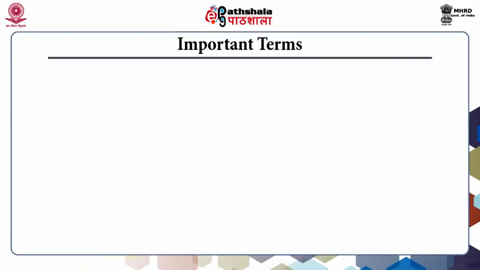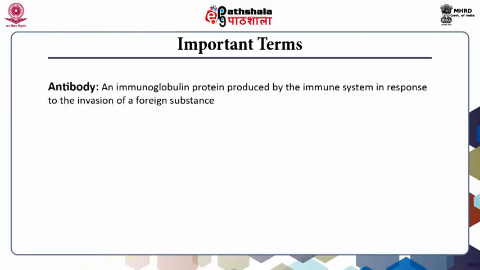Let's start with some important terms. Let's take the antibody first. What's an antibody? An immunoglobulin protein produced by the immune system in response to the invasion of a foreign substance.